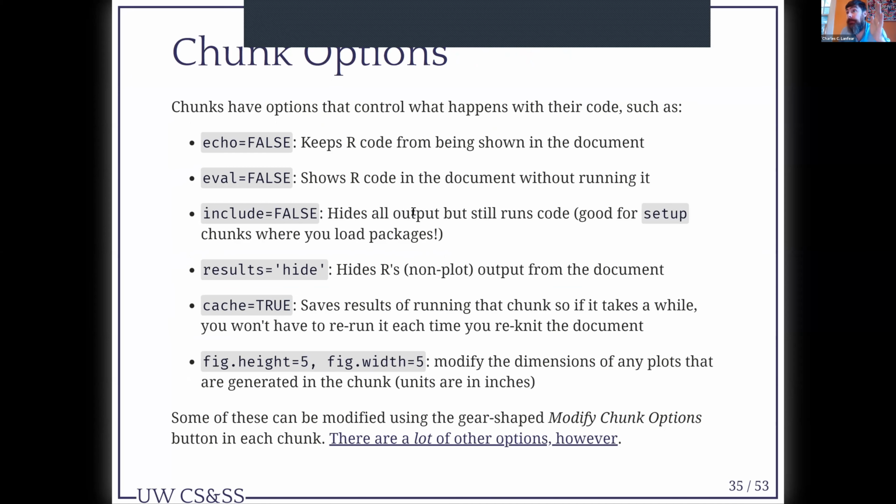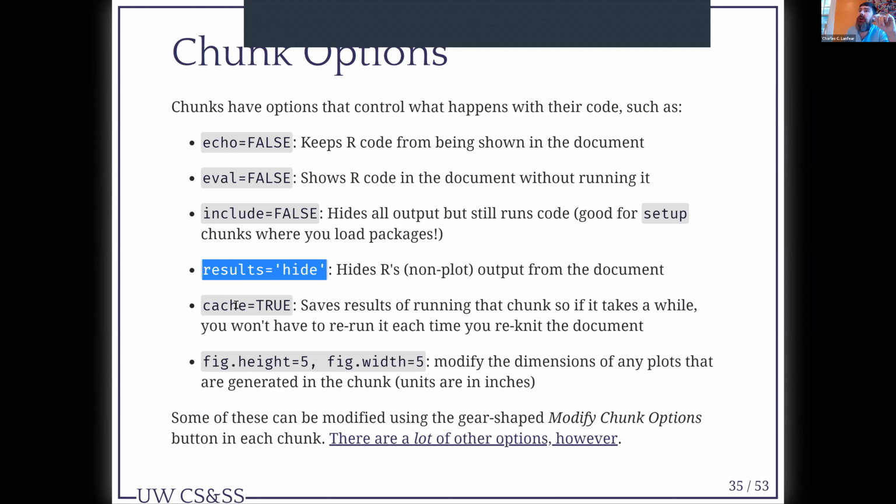So there's a lot of options you can put on chunks like what I showed before. I showed echo equals false, which keeps the R code from being shown in the document. There's also eval equals false. This will show the code, but won't run the code, so there'll be no output. There's include equals false, which hides everything produced by that chunk, but still runs the code. When you load packages, which we're going to talk about later, you will usually do include equals false in the chunk where you load your packages to suppress error messages, warning messages, all kinds of stuff like that. There's also some other things like results equals hide, which would hide every piece of output except plots.